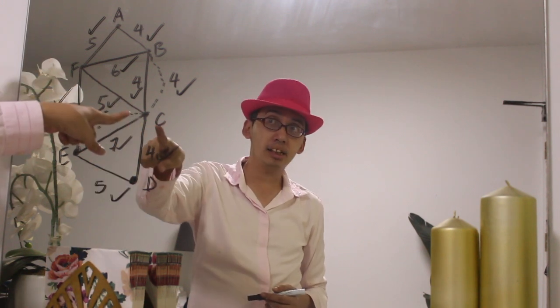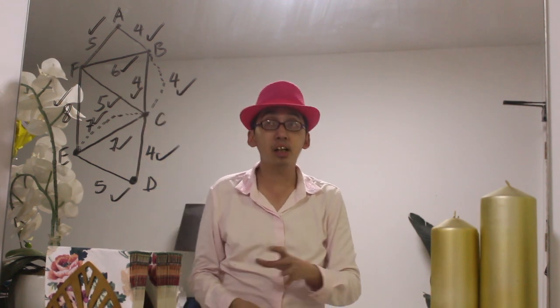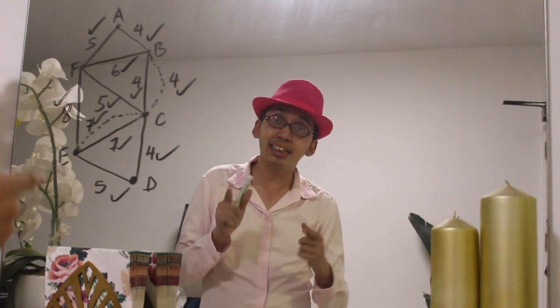A, B, C, D, E, F, and then I go down to C, E, C, B, F, A. So that is how you solve the Chinese postman problem. Okay, Mirror Cikgu Hadi, that is how you study.